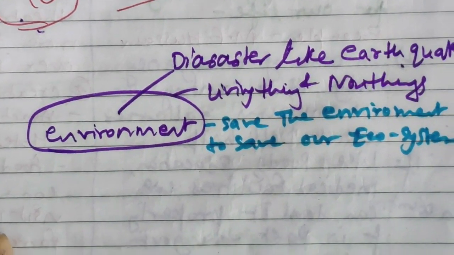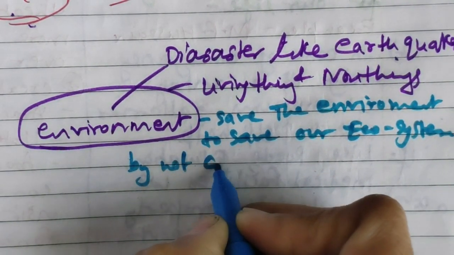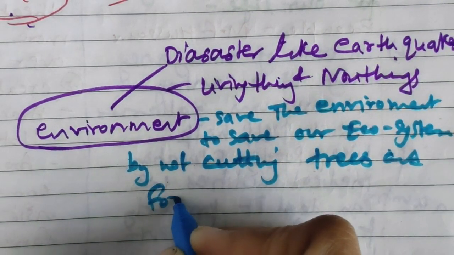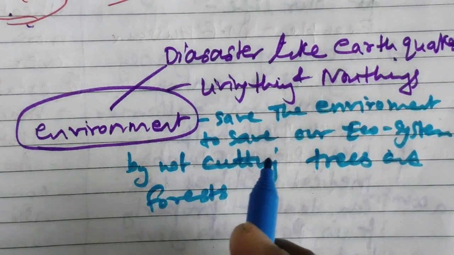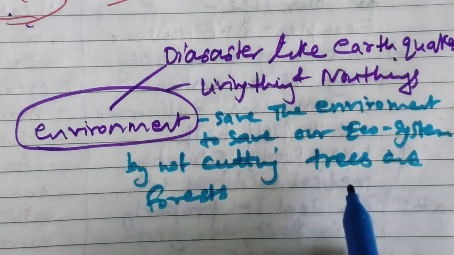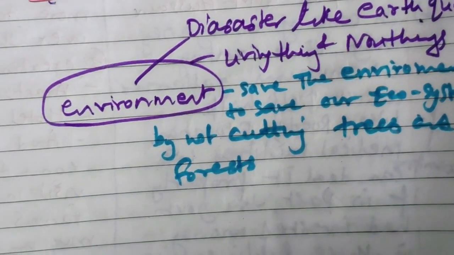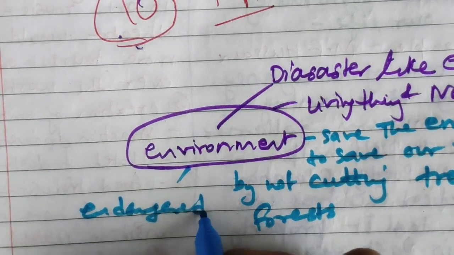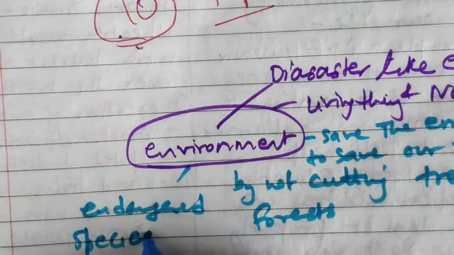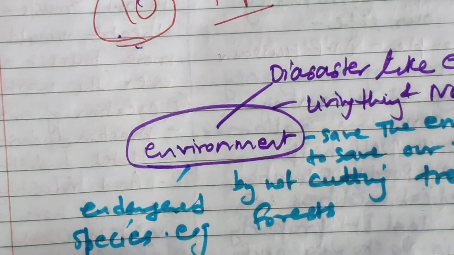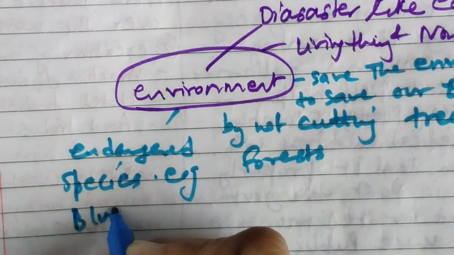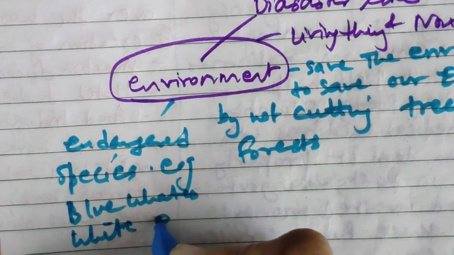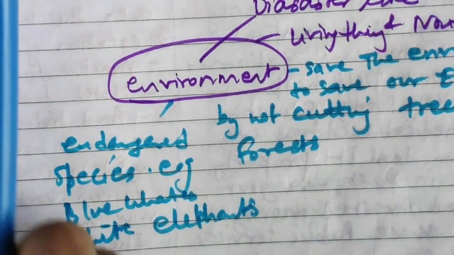Okay. To save the ecosystem by not cutting trees and forests. Okay. These things you can. Now we have just come up with sentences having different words relating to environmental issues. Okay. So now we were discussing endangered species. Okay. Endangered species. Here you can give examples if you remember. E.g. blue whales. Okay. White elephants. You can just write anything.